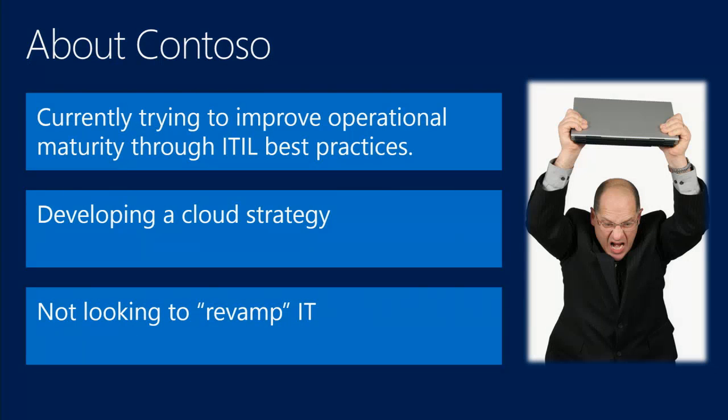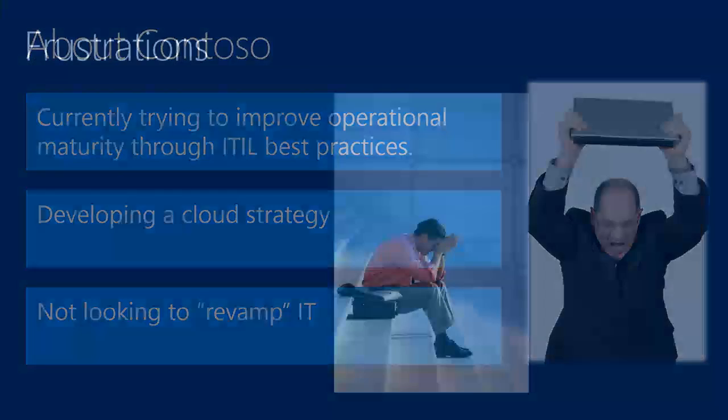They're not looking to revamp their IT organization. So they're going to start with sort of a small greenfield deployment where they're going to build out a private cloud infrastructure, the core networking, storage, and compute, and then they'll move forward where they'll enable the essential characteristics of cloud computing as defined by NIST.